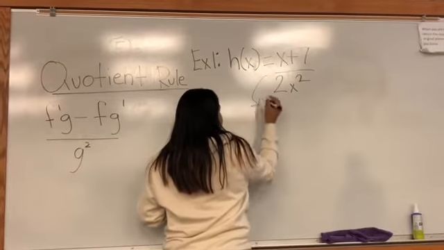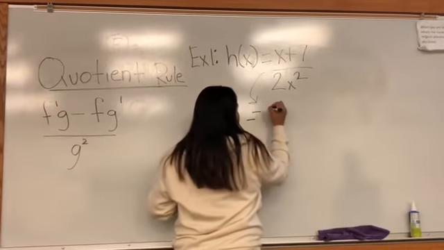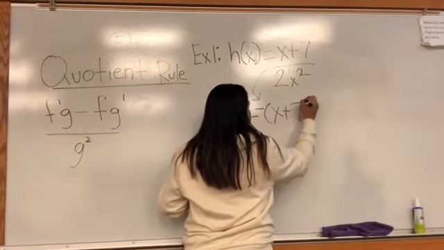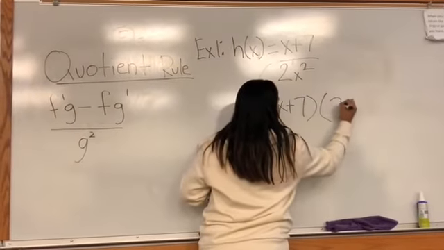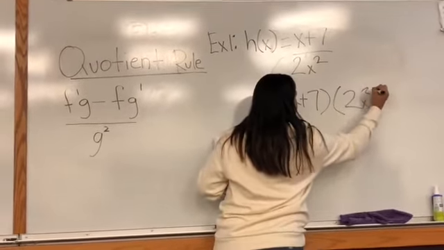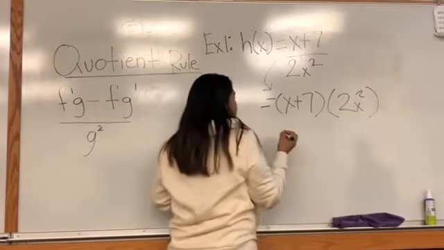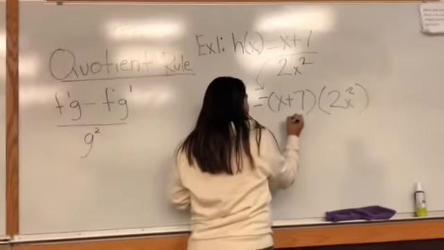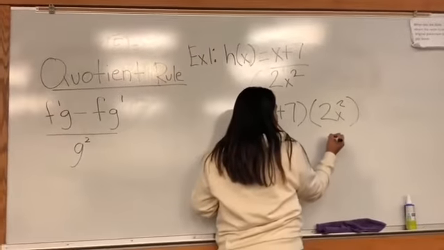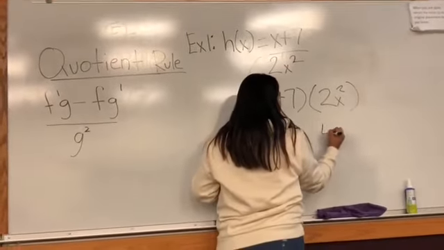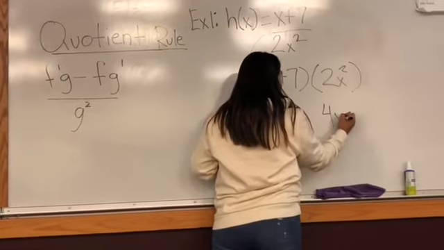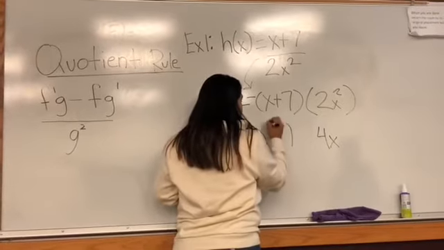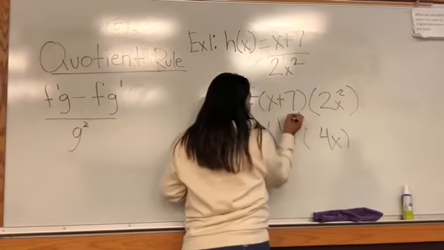Now moving on, we will do the quotient rule, which the equation is f prime g minus fg prime over g squared. Now let's start off with example 1. We have x plus 7 over 2x squared. So remember to write out the expressions and get the derivatives right after. So the derivative of x plus 2 is simply 1, and the derivative of 2x squared is 4x.